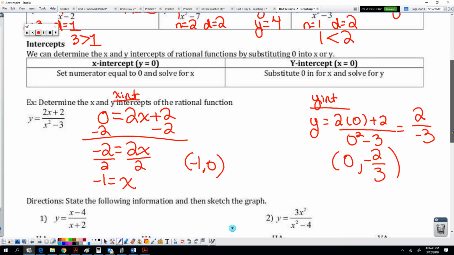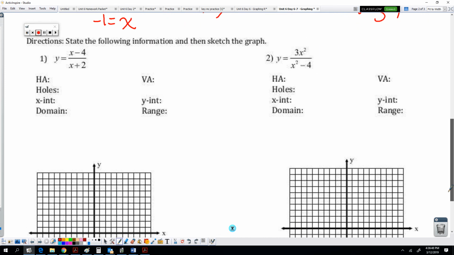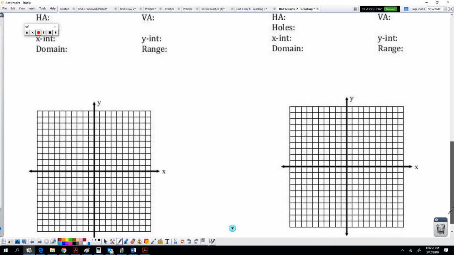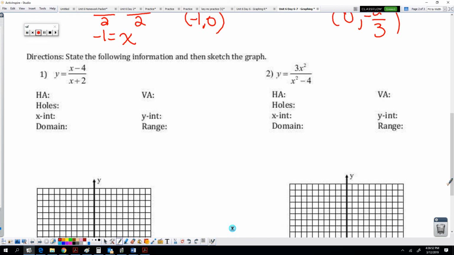Alrighty. So now what we're going to do is put all this together. Are you guys ready? I think you are. It's okay, we're going to guide you through. Step number 1 is to ask, do I have to factor anything? I don't have to factor anything. So what we can do is find out what my HA and my VA is.